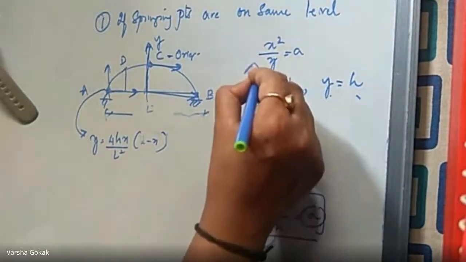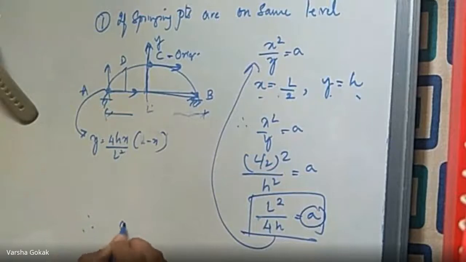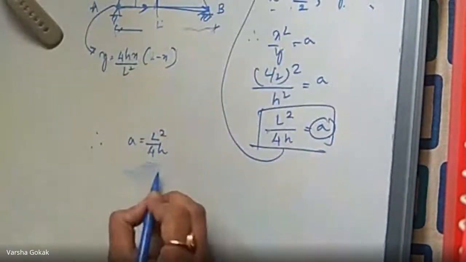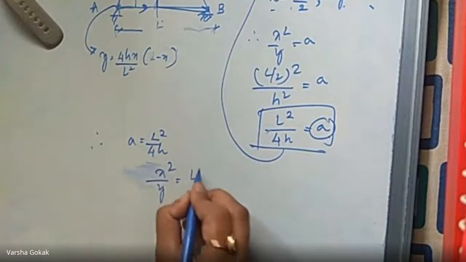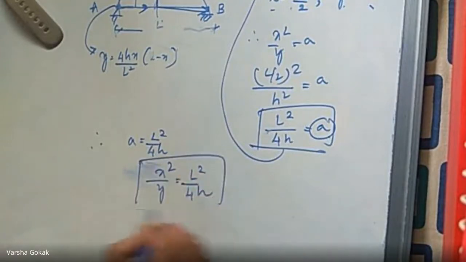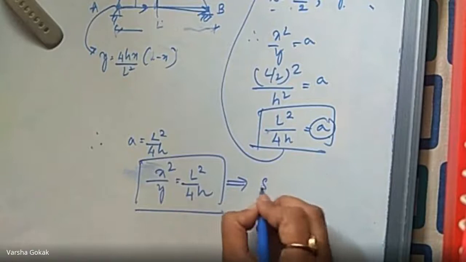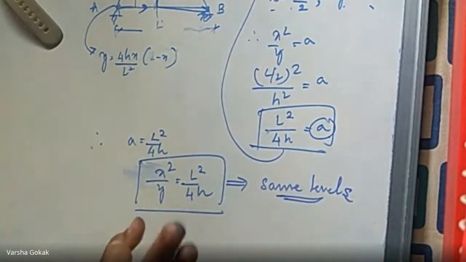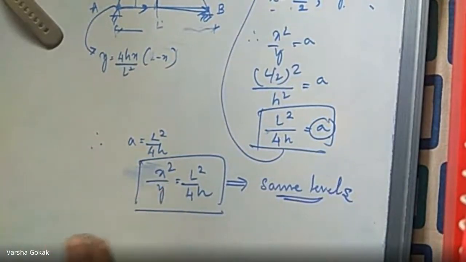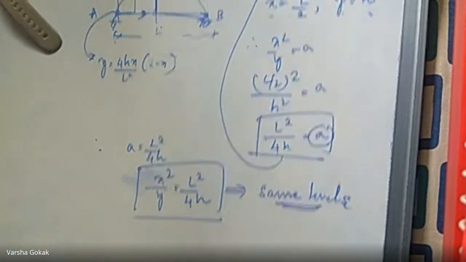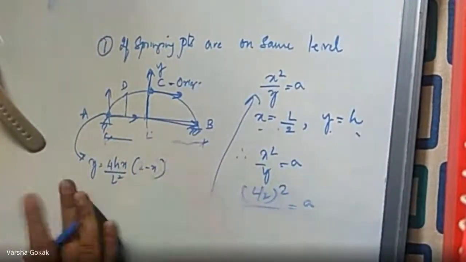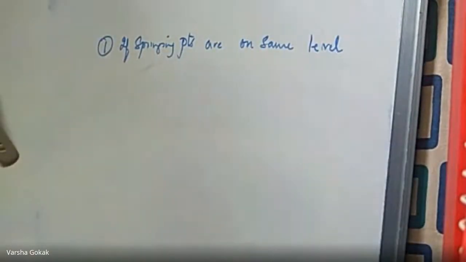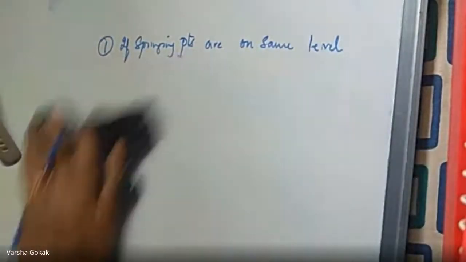Where does this go? Back to that. Therefore, a equal to L square by 4h. I will put it in x squared by y equal to L squared by 4h. This is the condition when they are at the same levels. Okay. Try to grasp as much as possible. When we are doing the numericals, this concept will be more clear, right? And before starting the numericals, I will again be drawing all the diagrams and explaining the formulae so that you will be able to apply the formula.